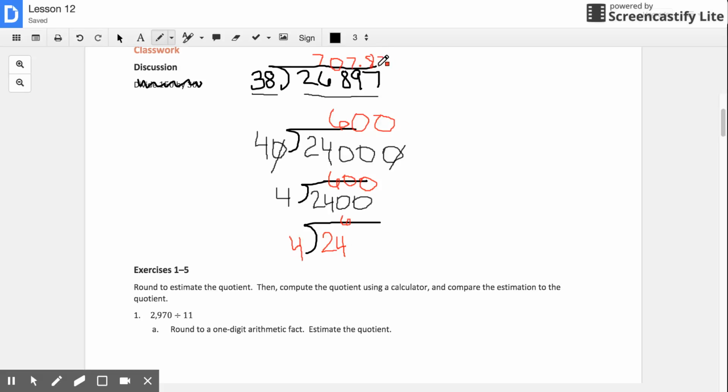And so it's close, it's a little over, but our estimate is pretty accurate. It's at least in the same place value. It's at least in the hundreds. We got 700 here, and this is 600 here. So we'll move on to the exercises next.